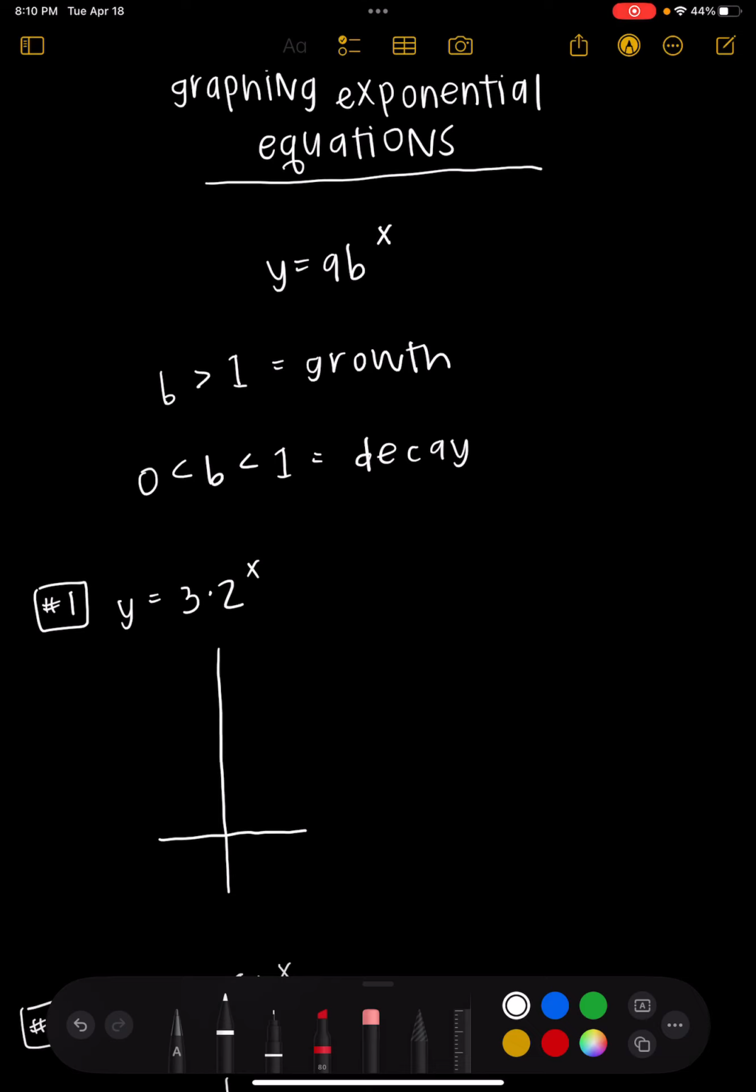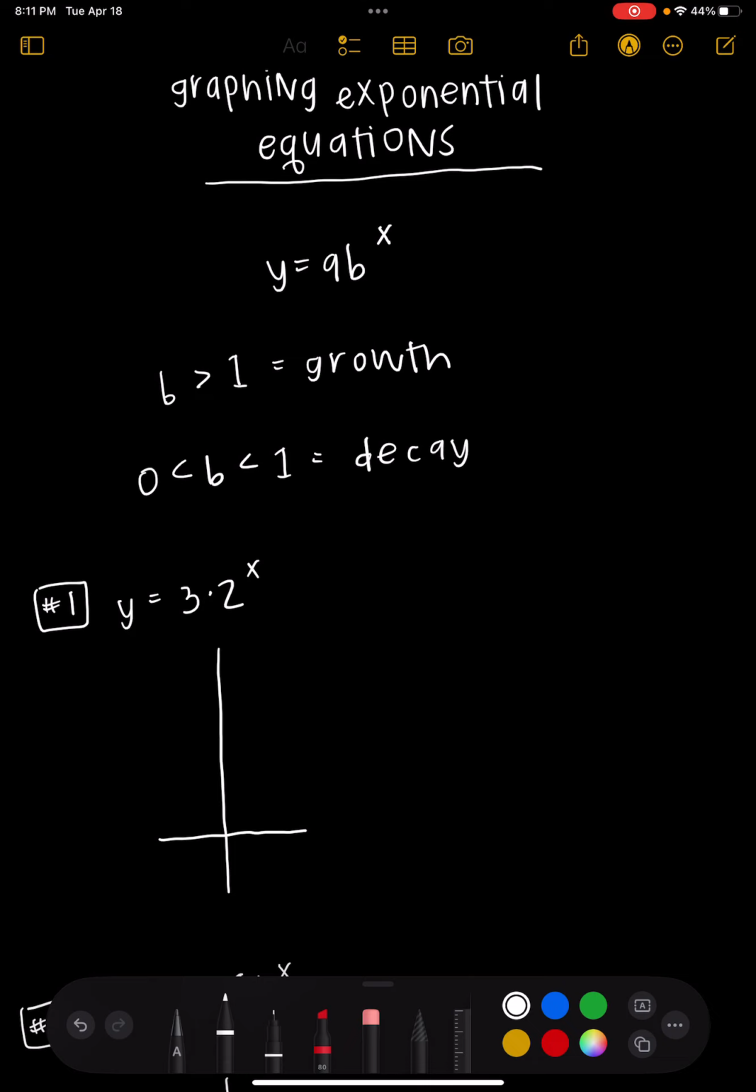Hi everyone, now we're going to be talking about graphing exponential equations. Like we've talked about in a previous video, the general form for an exponential equation is y is equal to a times b to the power of x. When we're graphing them, that a represents the y-intercept. It's where we started off.